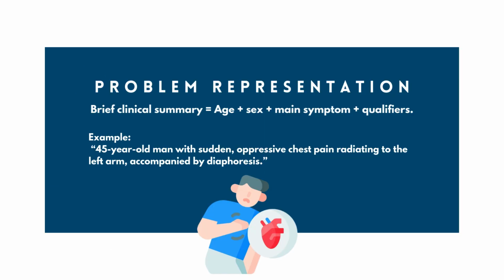To better communicate information, we use problem representation, a concise summary that includes age, sex, main symptom, and qualifiers. For example, a 32-year-old woman with sudden dyspnea, fever, and oxygen saturation of 84%. This format synthesizes what is relevant and facilitates clinical reasoning.